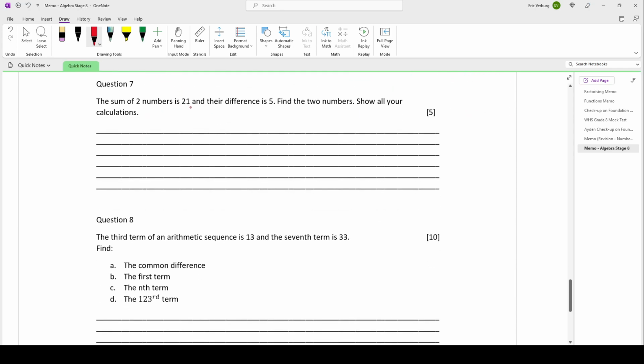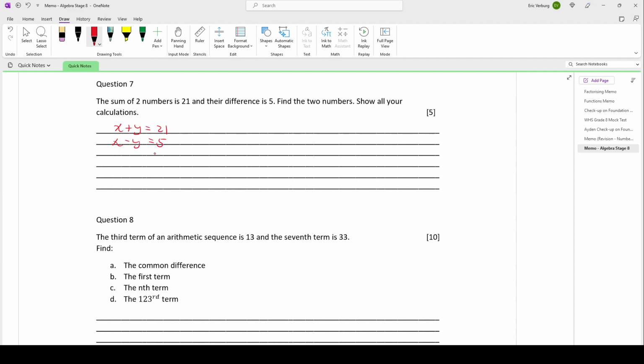The sum of two numbers is 21. Okay, so we don't know what the two numbers are. So let's call them x and y. So the sum of two numbers is 21. And their difference is 5. So the difference between those two numbers is 5. Now find the two numbers.